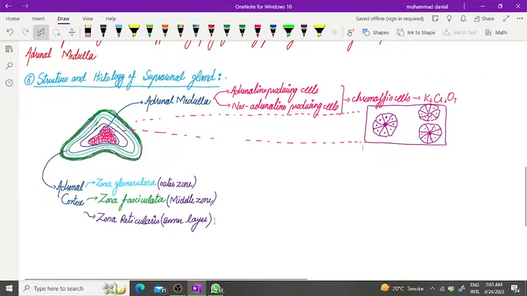Now further I will be drawing the adrenal cortex one by one. First, I will draw zona glomerulosa, then I will draw zona fasciculata, and then I will draw zona reticularis. Okay, first let me draw zona glomerulosa.